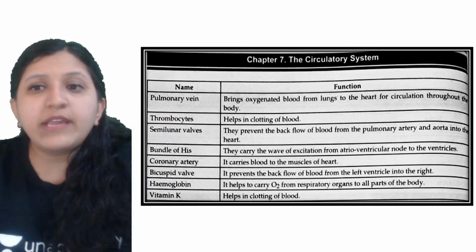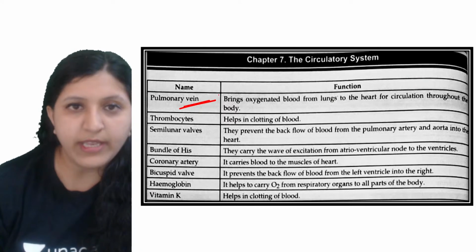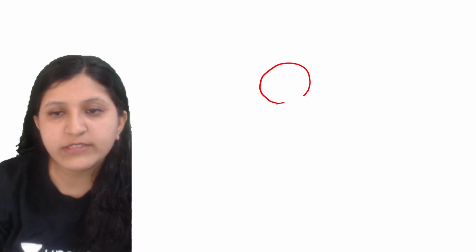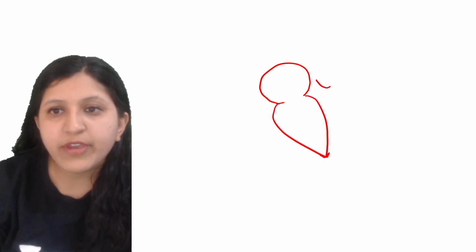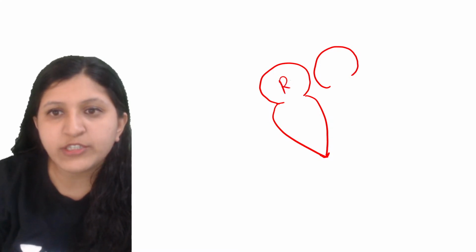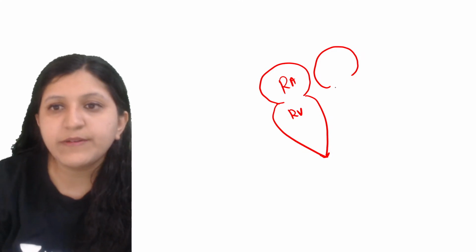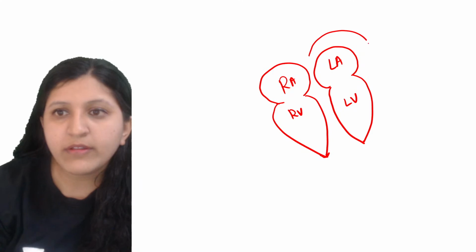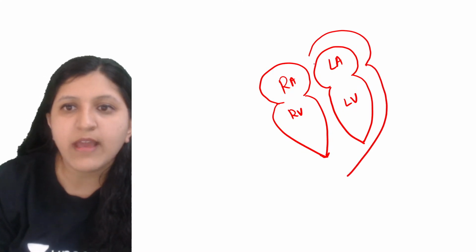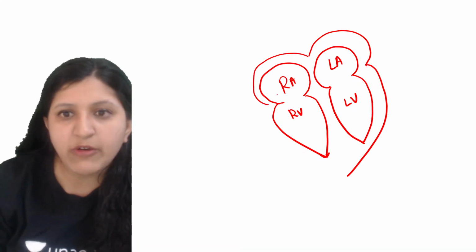Now the circulatory system, so there is a pulmonary vein. What exactly does the pulmonary vein do? Just a second, I'll draw the structure of a heart. There are 4 chambers. Here the auricle is present, and then the ventricle. Same way on the other side, there is the right auricle and right ventricle, and on the other side the left auricle and left ventricle. This is the covering which we can see.